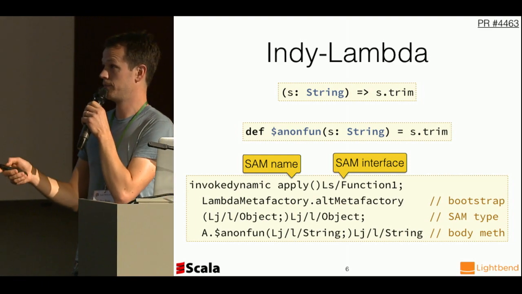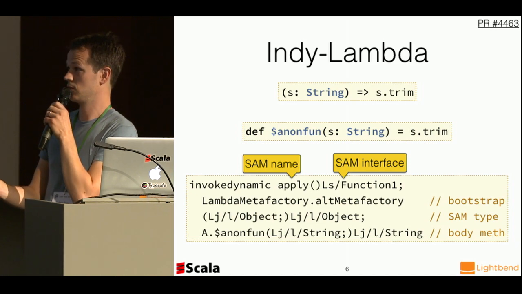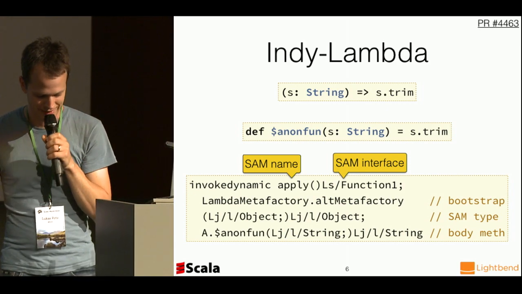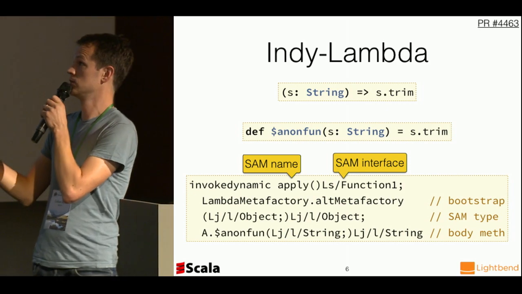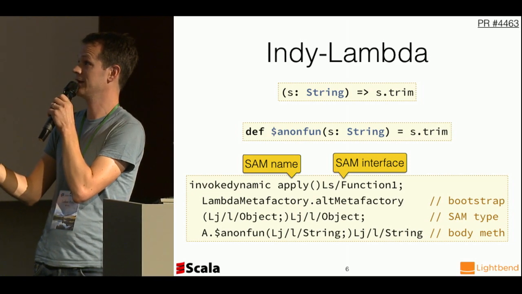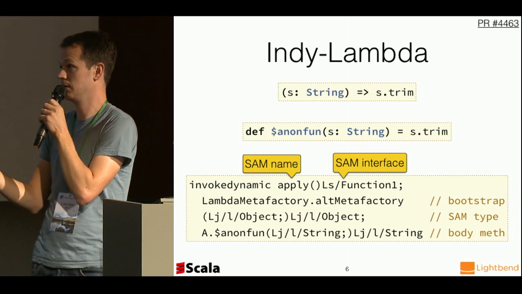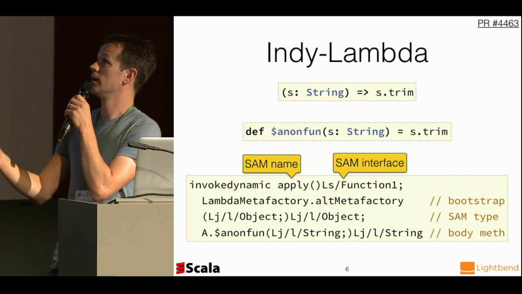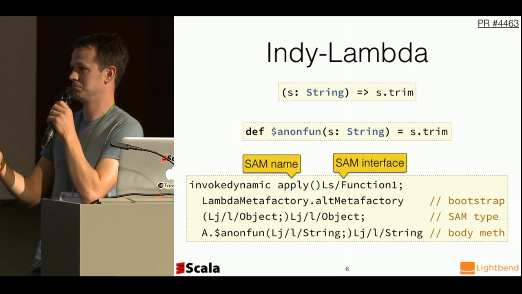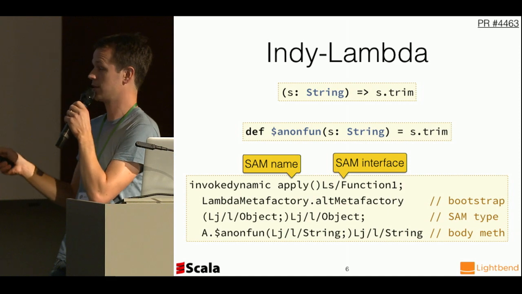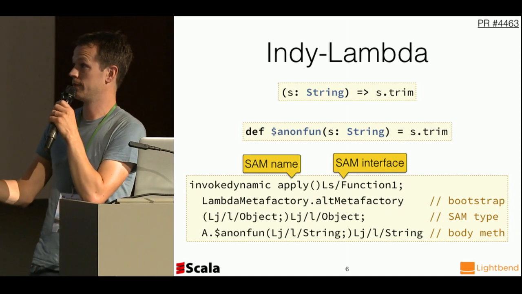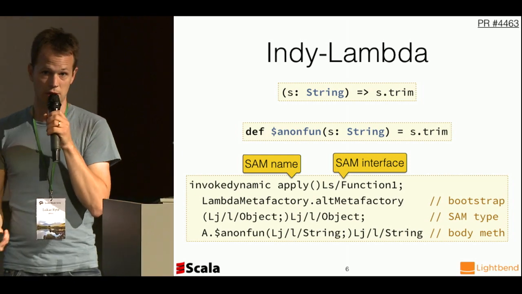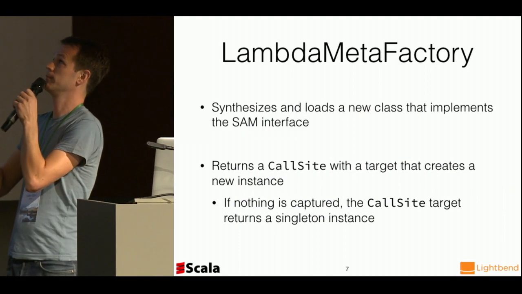Other things that are passed as arguments to this bootstrap method are the type of the single abstract method within the interface. So this is the interface, this is the name apply, and this is the type that LambdaMetafactory needs to implement. And we are passing a reference, again a method handle, so a reflection reference to this method that implements the body. With this information, LambdaMetafactory can create a new class file, load it into the system, and then it can also create an instance. And that's exactly what LambdaMetafactory does.